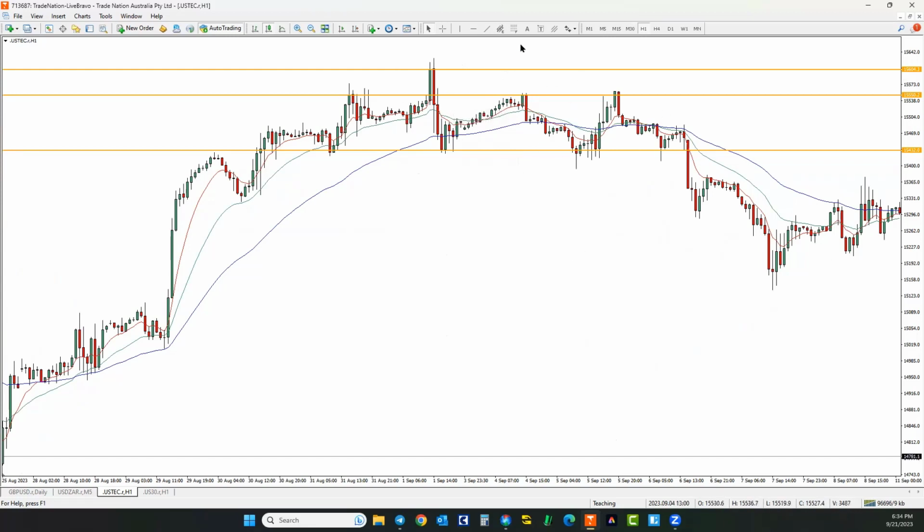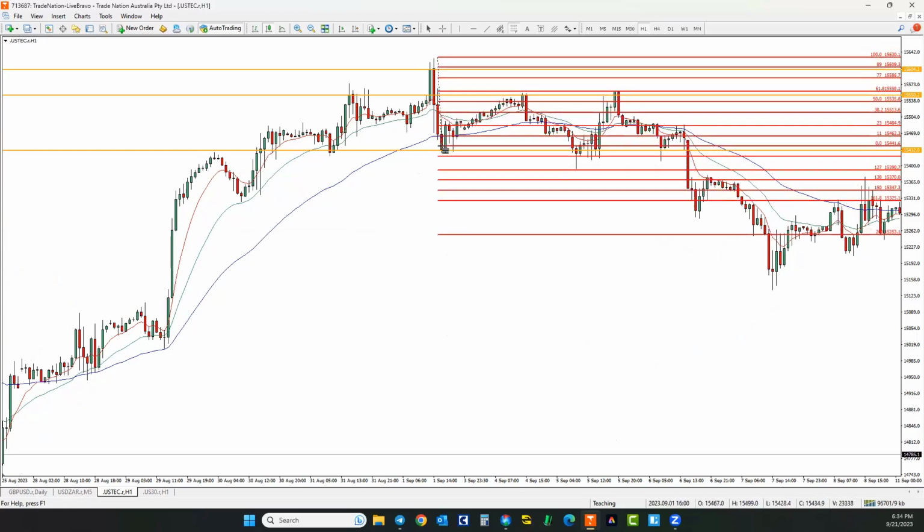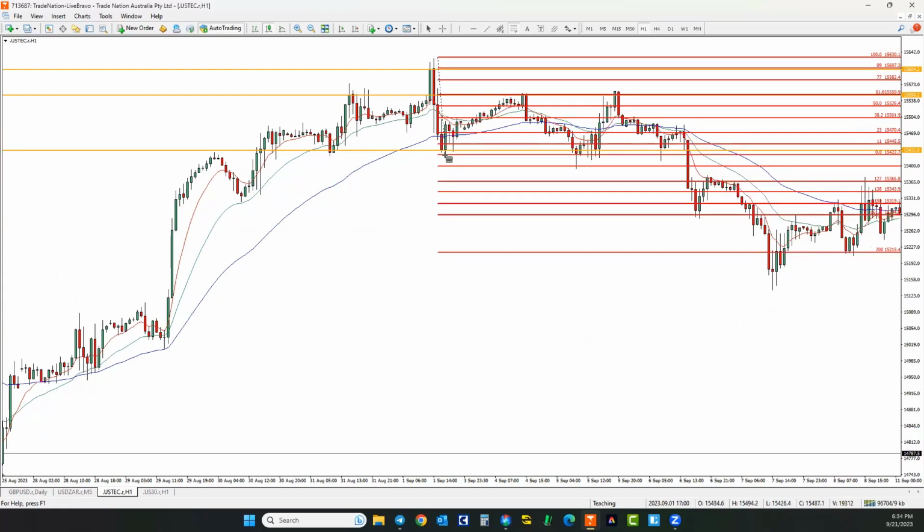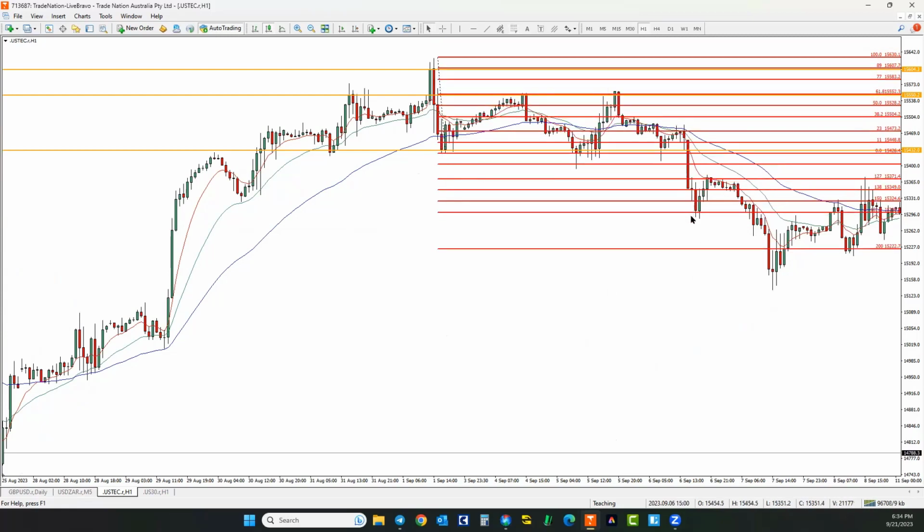Now, target on head and shoulders. I use a simple formula. I take the distance from the head to the neckline, and I go 161 extension. And that's my exit there.